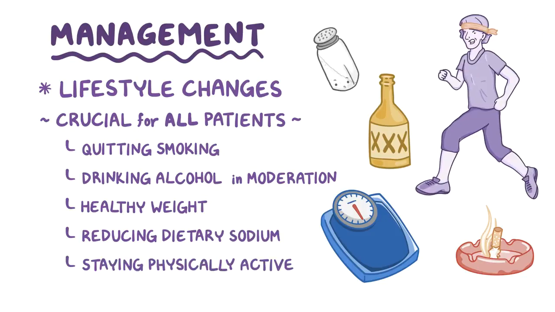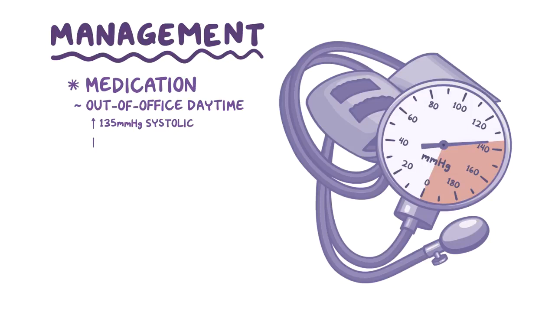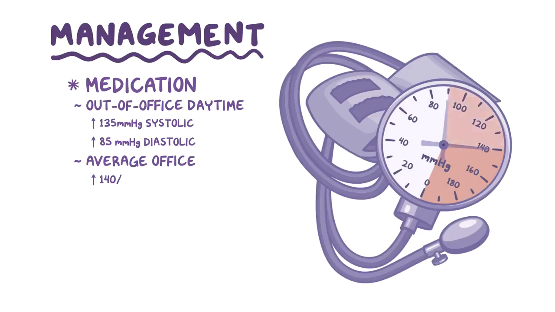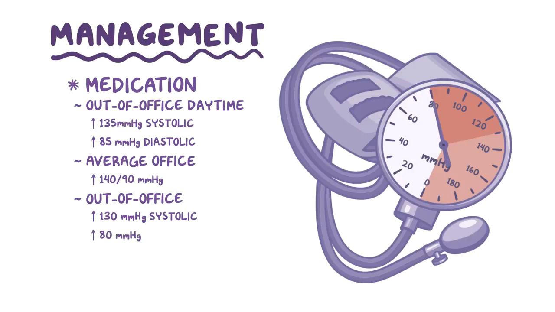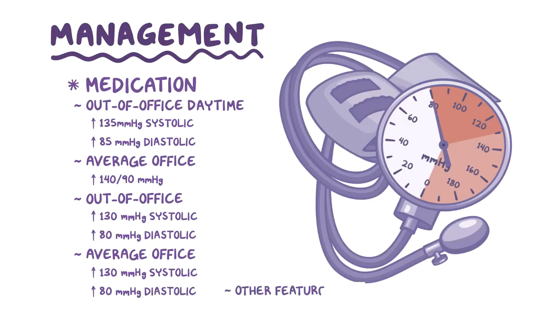Not all patients with hypertension need antihypertensive drug therapy. In fact, medication is generally suggested for only patients with out-of-office daytime blood pressures higher than 135 mm of mercury systolic or higher than 85 mm of mercury diastolic, or an average office blood pressure of higher than 140/90 mm of mercury if out-of-office readings aren't available. It's also recommended for patients with an out-of-office blood pressure of higher than 130 mm of mercury systolic or 80 mm of mercury diastolic, or, if out-of-office readings are unavailable, an average office blood pressure higher than 130 mm of mercury systolic or 80 mm of mercury diastolic, who also have other features.